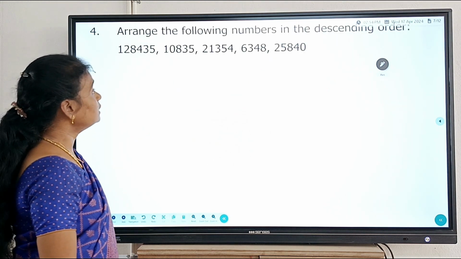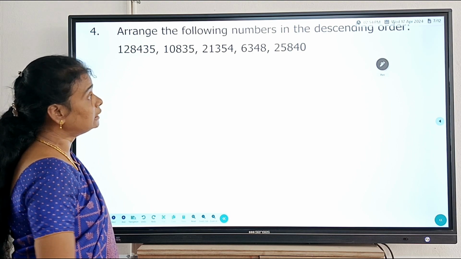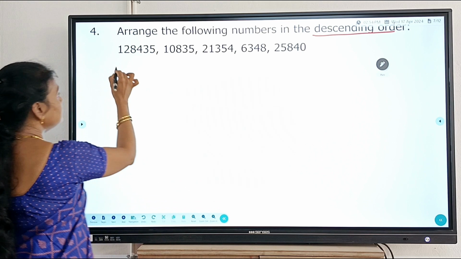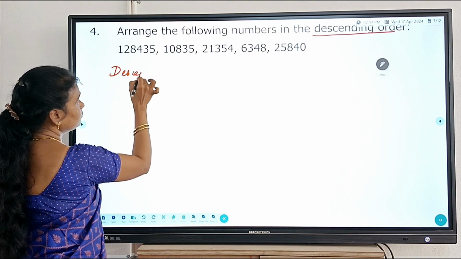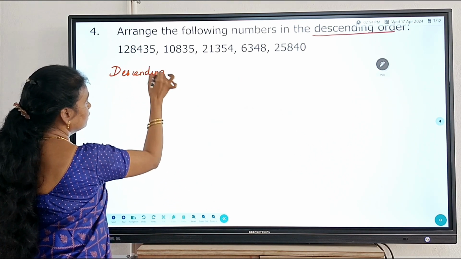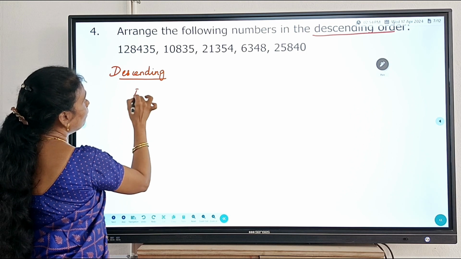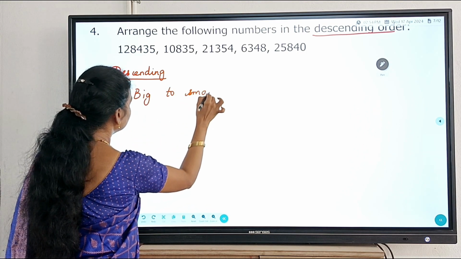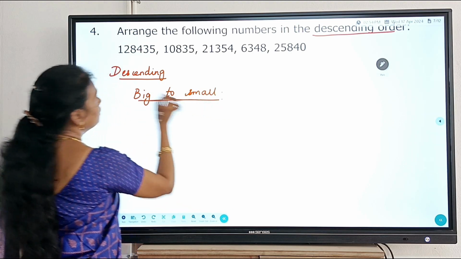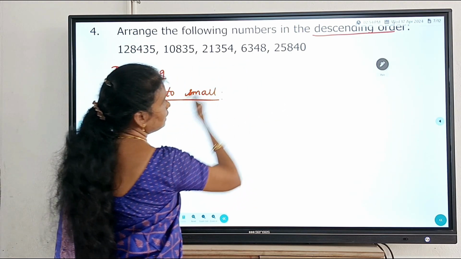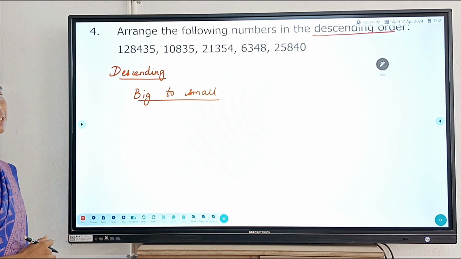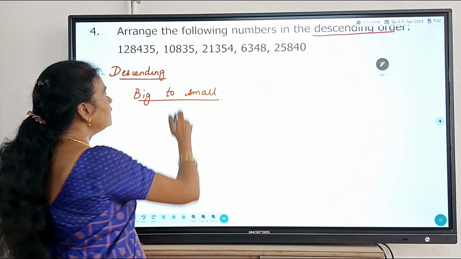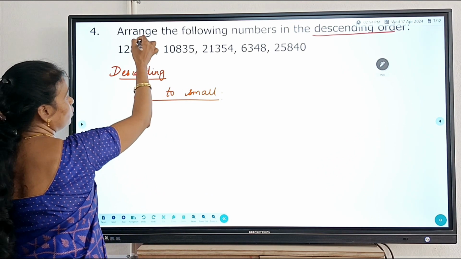Now, the fourth sum is to arrange the following numbers in descending order. So what do you mean by descending order? Descending is arranging the numbers from big to small. So now compare these numbers and find out which one is the biggest one. Again we have to count the number of digits here in order to find out the biggest one.